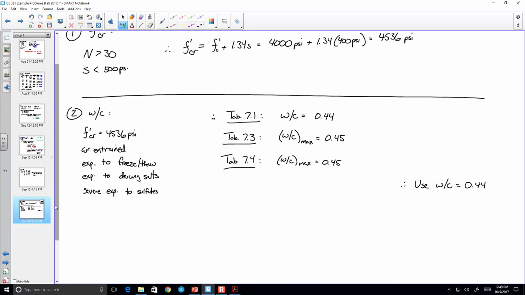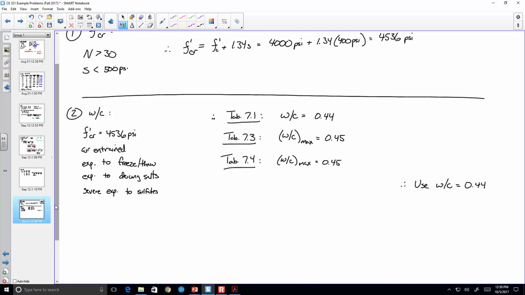Yes, sir? So are we always going to look at all three tables? Yes, exactly. You're exactly right. You are going to look at all three. Because if all we cared about was compressive strength, Table 7.1 would be the only one that we need to look at. But Table 7.3 and Table 7.4 are trying to bring a little bit of reality into the mix. If you're exposed to freeze-thaw or sulfates or something like that, then you're going to have limits. Usually what you'll find is it's going to drop it down a little bit. That's a good question, though.